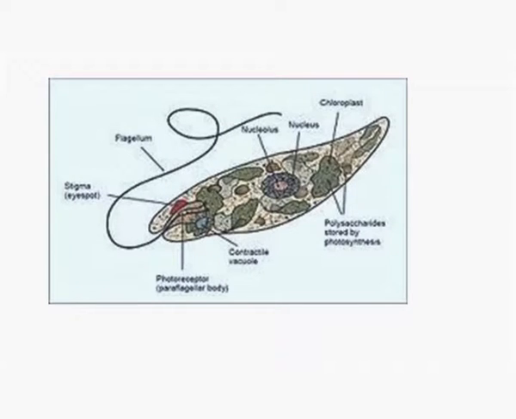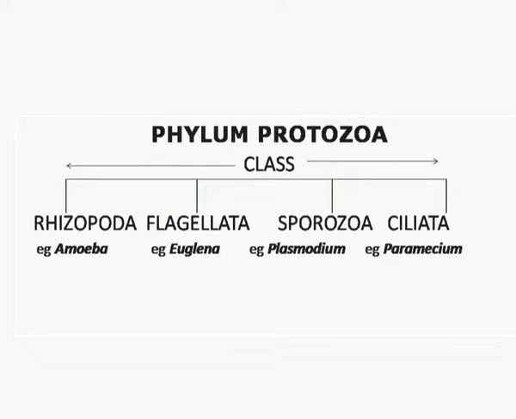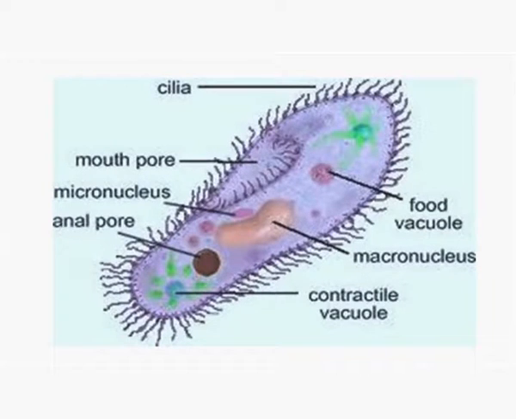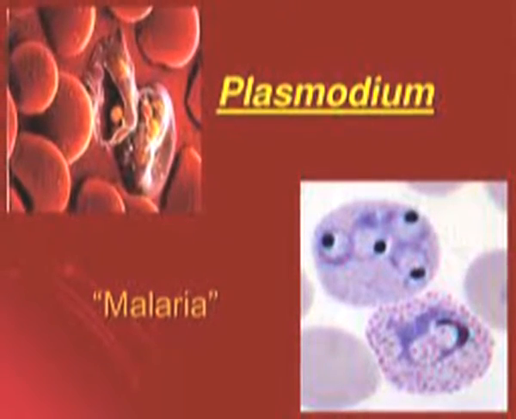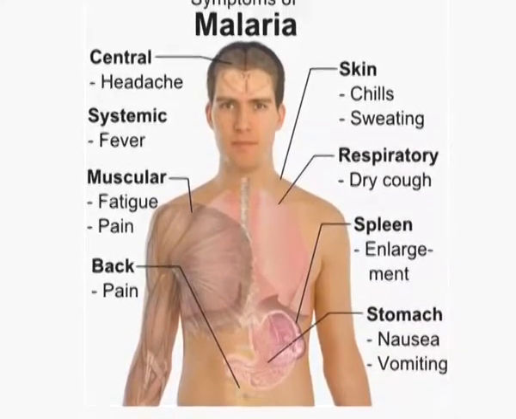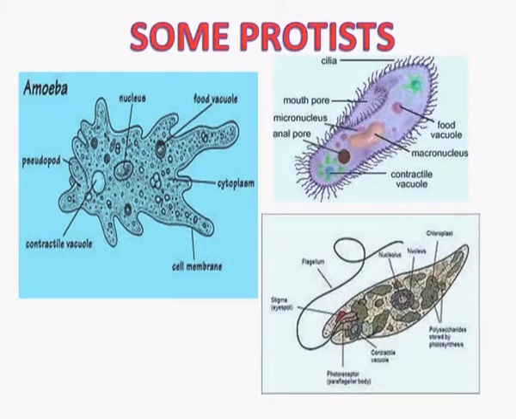Example is Euglena. Phylum Protozoa also includes class Ciliata. Ciliata, as the name suggests, moves about with the help of cilia. So, for example, Paramecium. One of the examples that we are all aware of is Plasmodium. And since they live in the body of the host and do not move about, they are grouped under class Sporozoa.